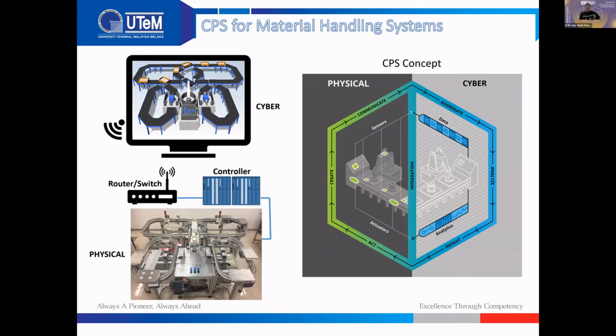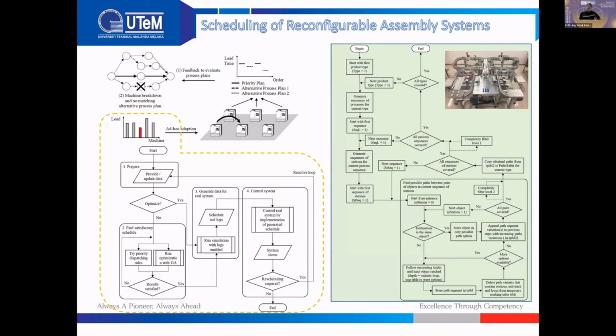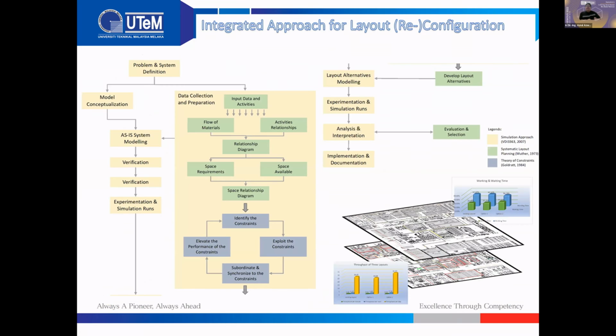We also have other research related to cyber physical systems for the material handling system, because we believe that based on the movement of the material, we can make sure that the path of the process is met. Whenever there is some trouble or disturbance, it's possible to change the direction of the process based on the material handling system. We also have scheduling of reconfigurable assembly systems, and we have developed an integrated approach for layout reconfiguration.